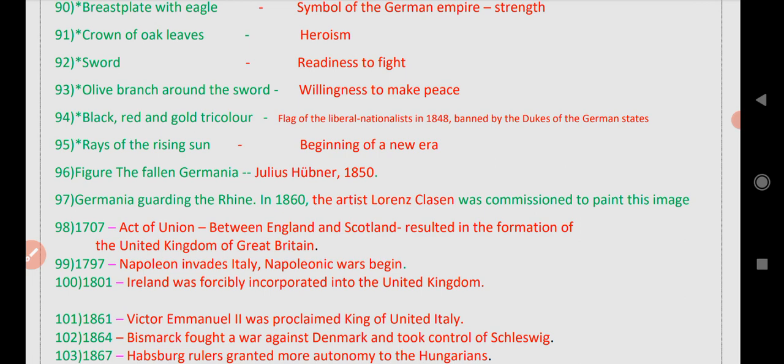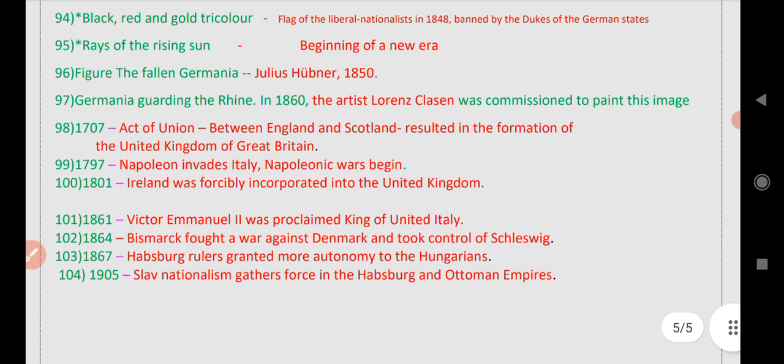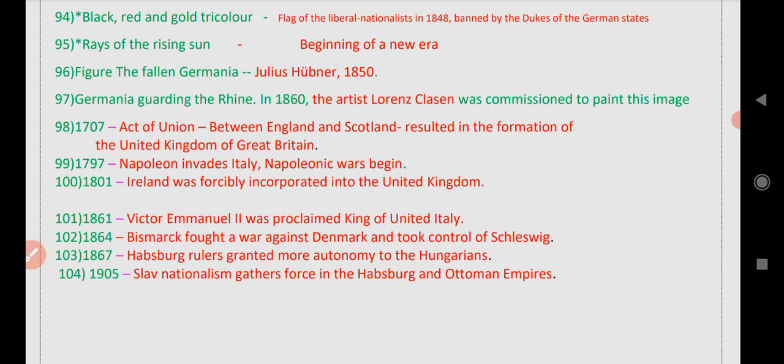Black, red, and gold tricolor: flag of the liberal nationalists in 1848, banned by the Dukes of the German States. Rays of the rising sun, beginning of a new era. Figure of the fallen Germania, prepared by Julius Hübner in 1850. Germania guarding the Rhine. In 1860, the artist Lorenz Clasen was commissioned to paint this image.